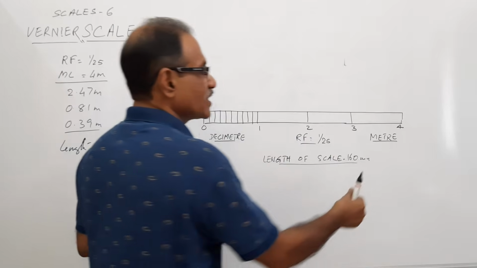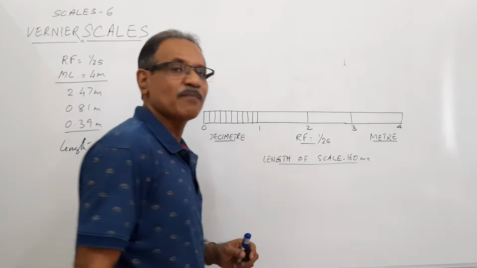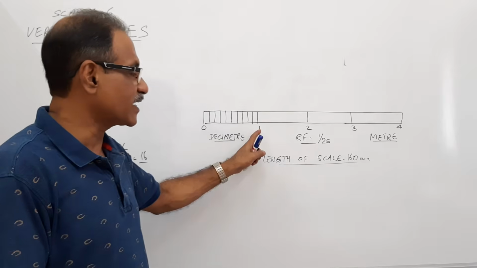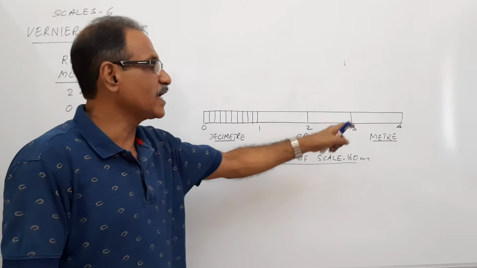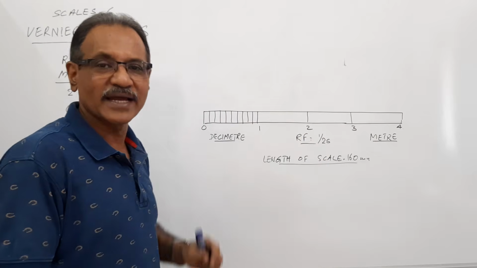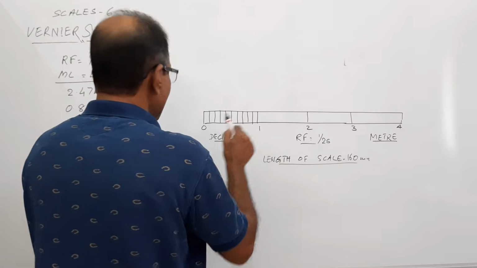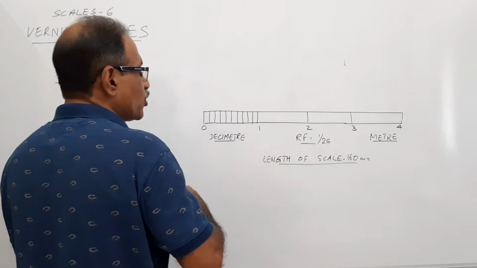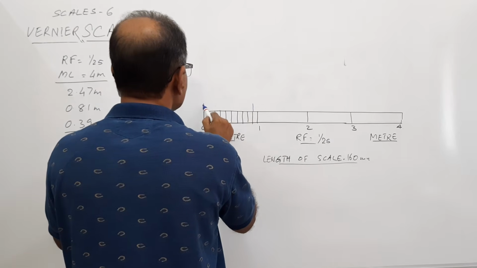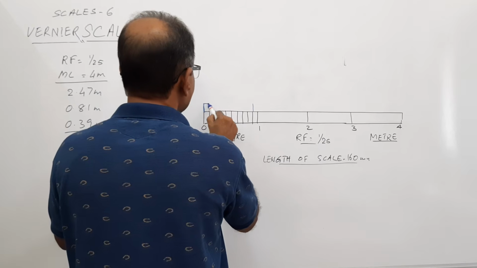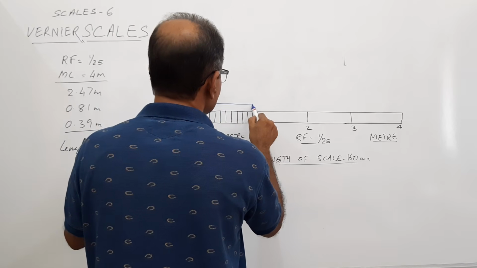This is contrary to the other case. In backward reading Vernier, you write 0 here, 0, 1, 2, 3. Here you write 0, 1, 2, 3, 4, in the ordinary manner. Agreed? Then we take the distance corresponding to 9 decimeters and construct a rectangular strip on top of this.